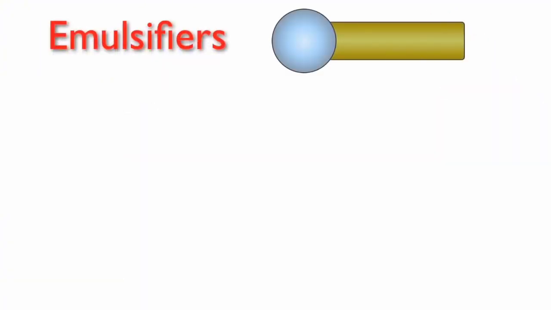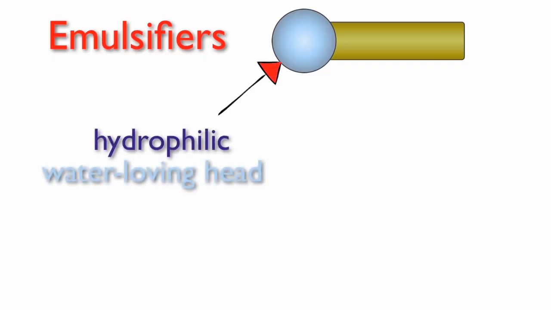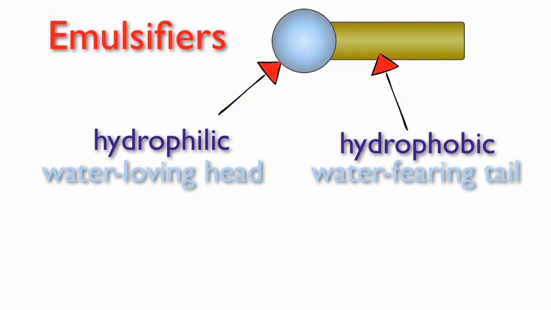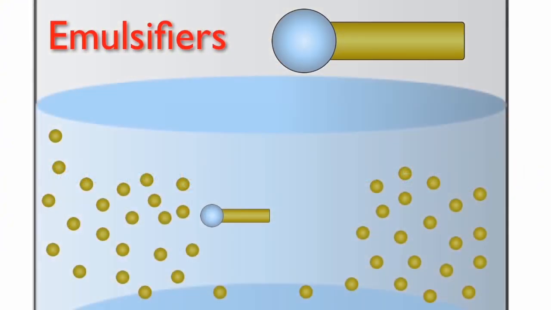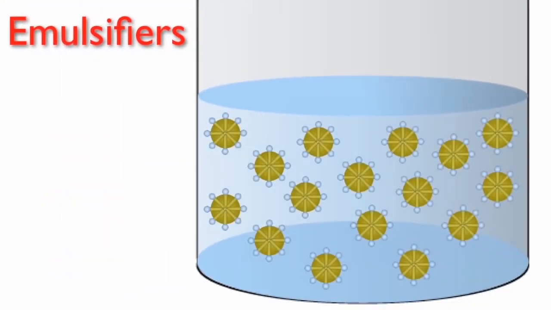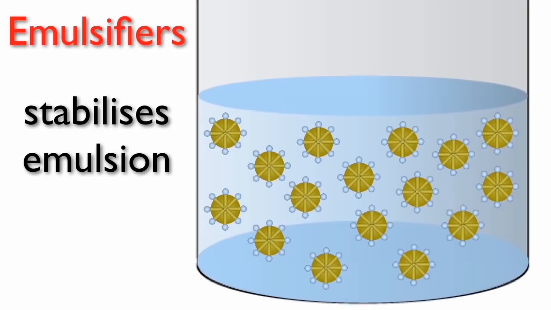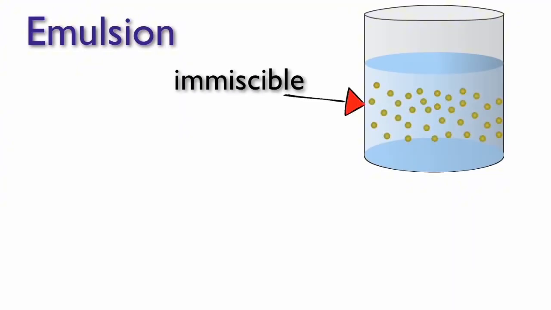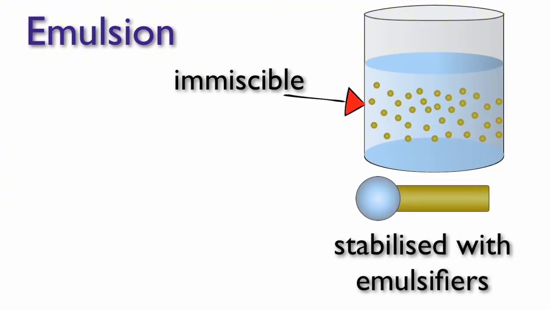All emulsifiers have two components, a hydrophilic or water-loving head and a hydrophobic or water-fearing tail. If we added lecithin to our original oil and water emulsion, its hydrophilic head will prefer to associate with water and the hydrophobic tail with the oil droplets. This prevents separation and thus stabilizes the emulsion. In summary, an emulsion is a mixture of two substances that are immiscible with one another. These emulsions can be stabilized by adding emulsifiers.